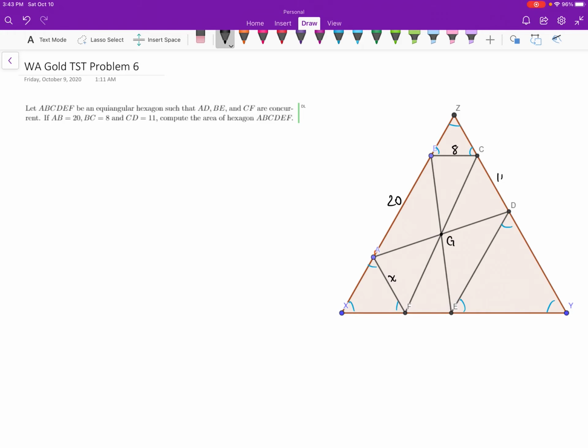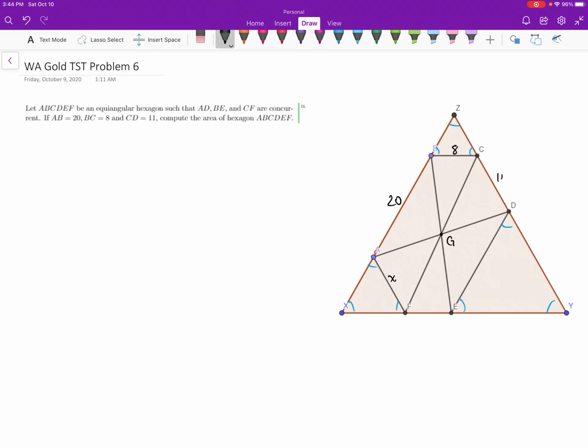I'll go through an intuitive solution, as if this is the first time I've seen this problem and I'm trying to solve it, and then I'll give you a cleaner solution that is a bit more contrived but looks nicer, I guess.